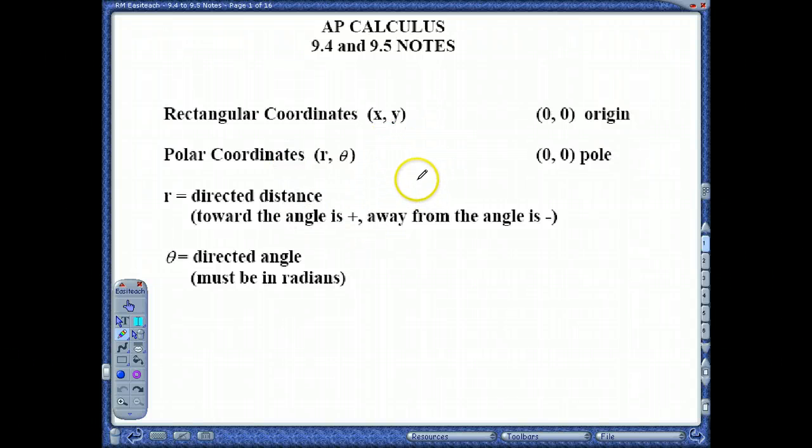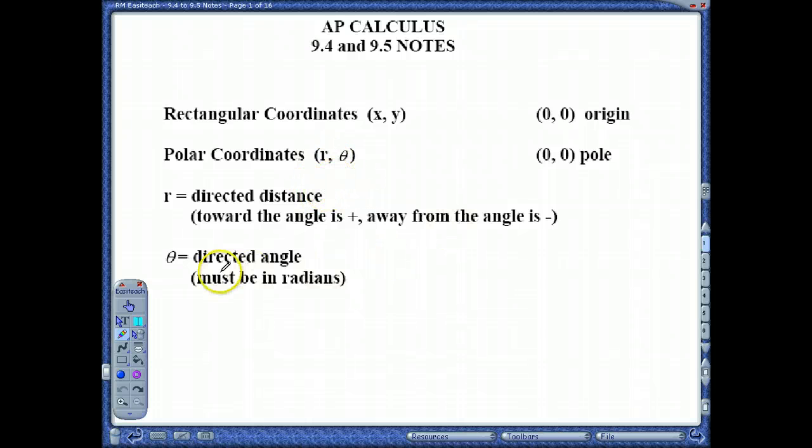We've got rectangular coordinates, which are in the form of x, y. And that point where you start everything is called the origin, 0, 0. Now, polar coordinates are in the form of r, theta. There are some rules here. R is that directed distance. Going toward the angle, it's positive. If you go away from the angle, then that is negative. And we're going to graph a couple points so you can remind yourself of what we did last year.